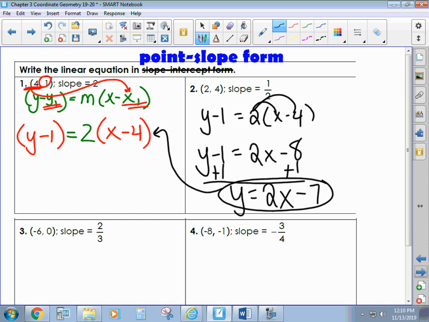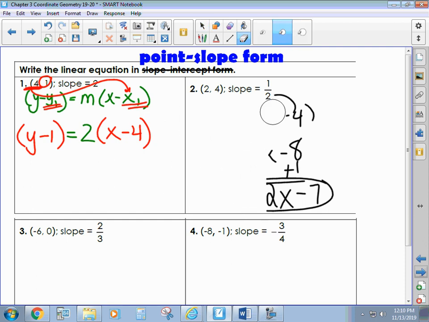Page number 2. I just want to show you guys. To me, I never really was taught point slope. I never really did it. I never really practiced it. But it's so easy. I get it because we're so accustomed to y equals mx plus b.